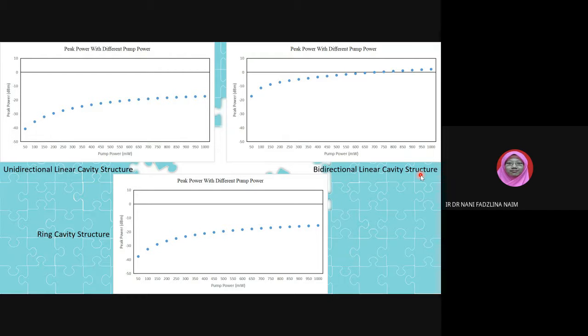But if we look at the spectrum, even though we have the highest peak power for bidirectional, the spectrum is unstable. The most stable one is actually the ring cavity structure.